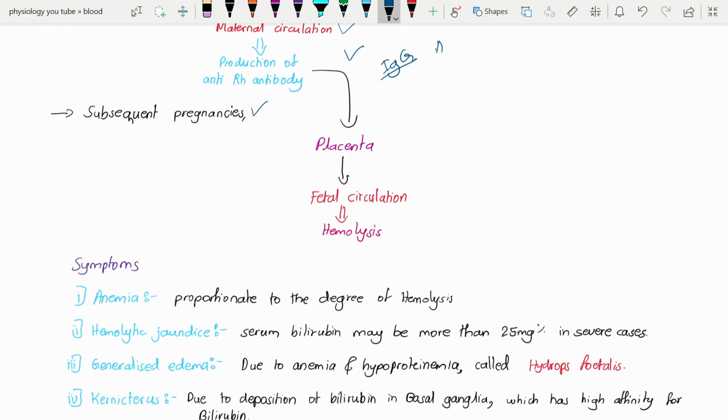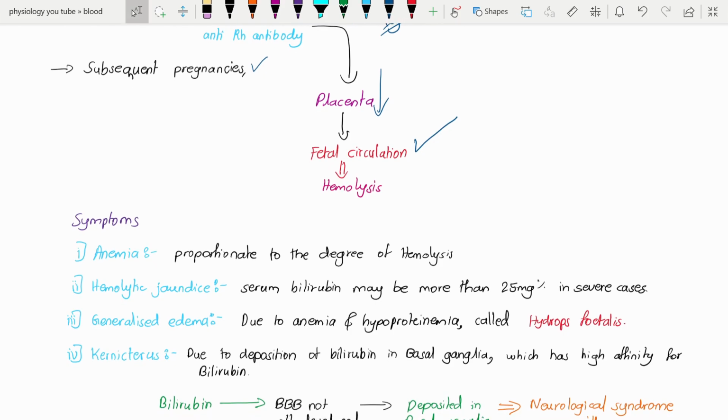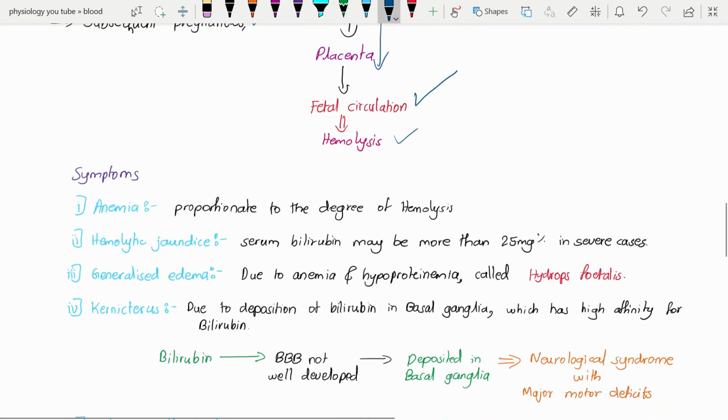antibody, that is Rh antibody, anti-Rh antibody, you can say either way, can cross the placenta and reach the fetal circulation. Once it reaches the fetal circulation, obviously there occurs hemolysis due to the immunological reaction.